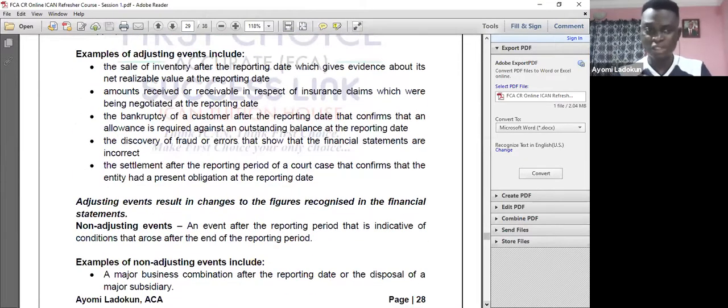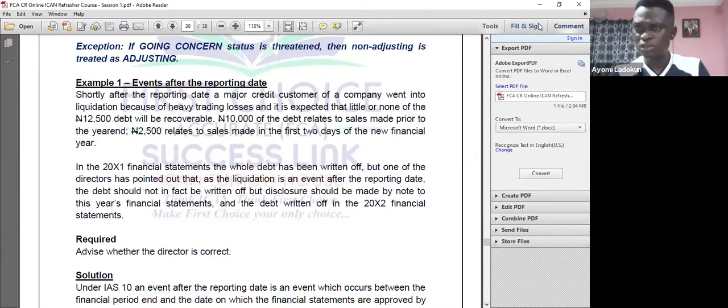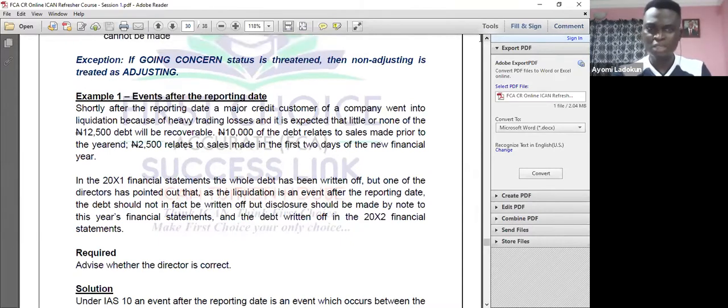So everything I've just said, you see them there. Let's look at this question. You have the solution with you, but don't check the solution first. Let's break down this question. Let me read the requirement. It said, advise whether the directors are correct. So what's the question about? It said, shortly after the reporting date, a major credit customer of a company went into liquidation because of heavy trading losses, and it is expected that little or none of the 12,500 debt will be recoverable. So this customer is owing us 12.5.